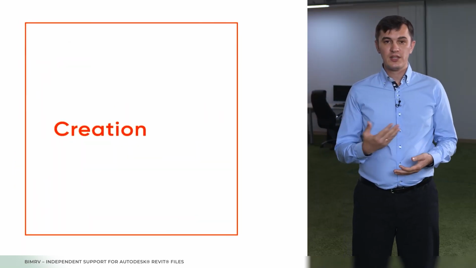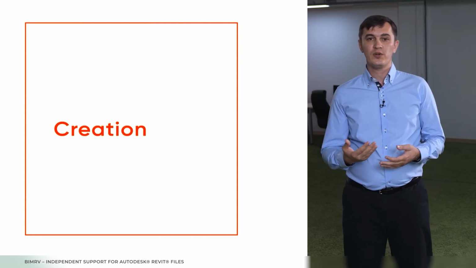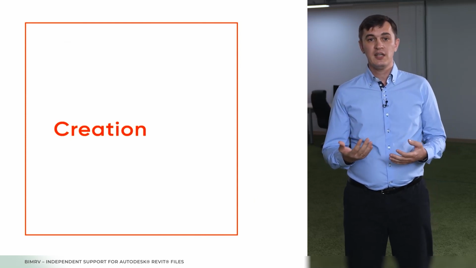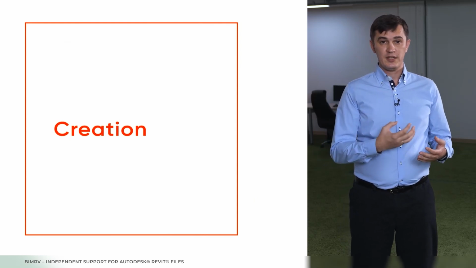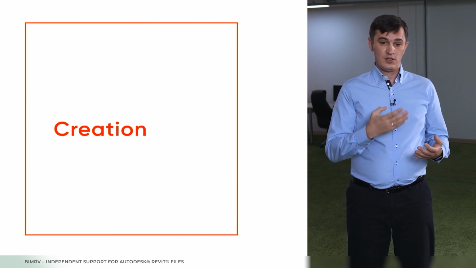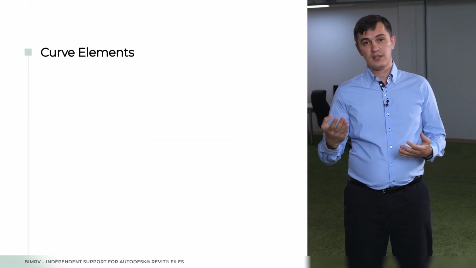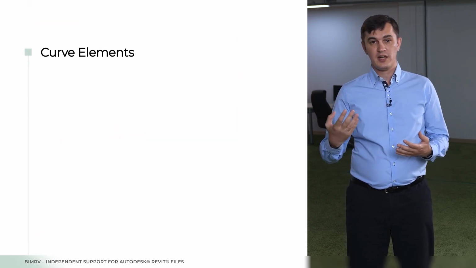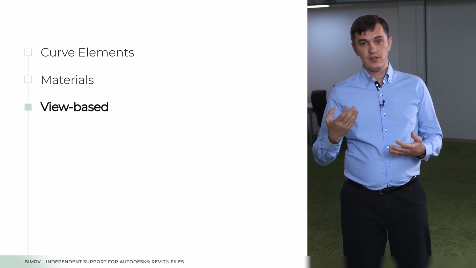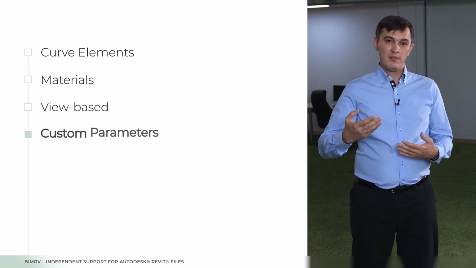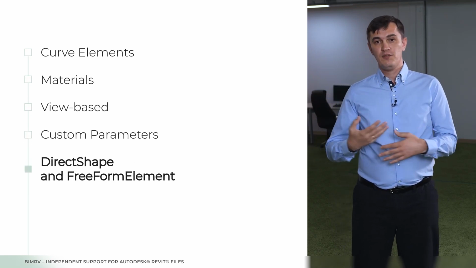The next very important area is the possibility to edit or create elements in Revit files. This functionality is still under development, but we can create a set of elements. These are curve elements, which can contain different lines, arcs, and so on. Also materials, different views, custom parameters, direct shape, and free form elements.